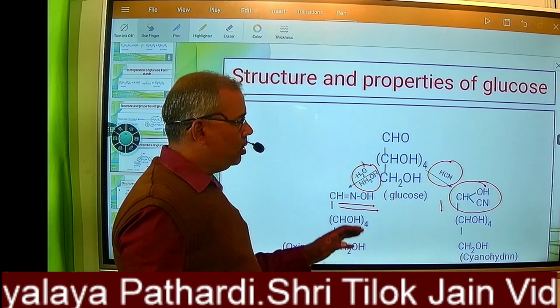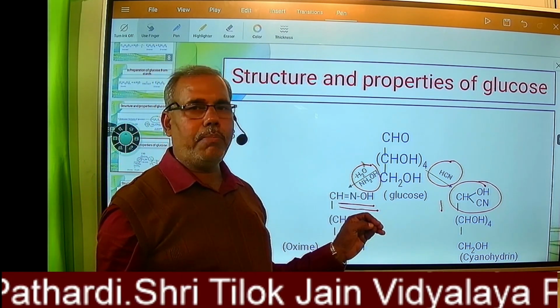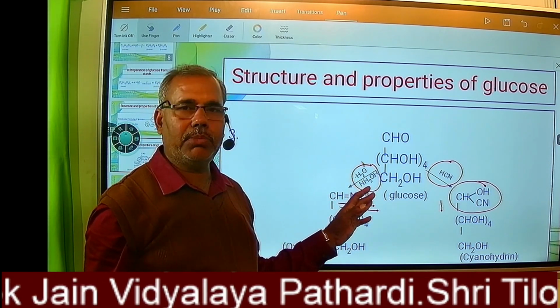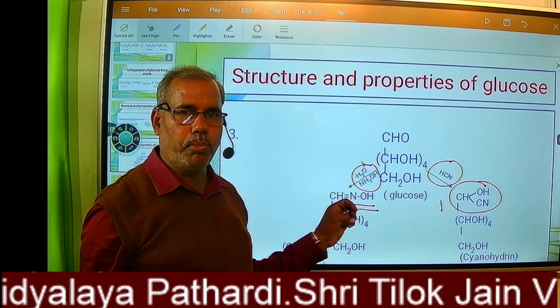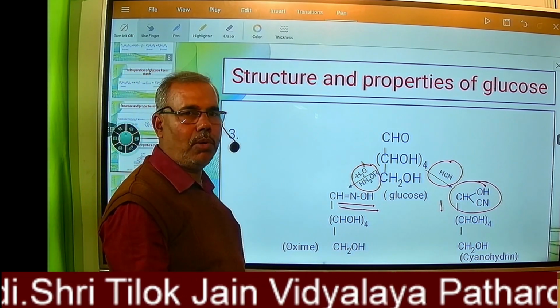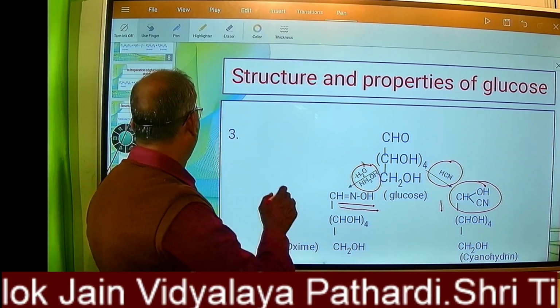That means if a carbonyl compound is treated with HCN, hydrogen cyanide, then an addition reaction takes place across the carbonyl group and the cyanohydrin product is formed. So it proves the presence of one carbonyl group in glucose.